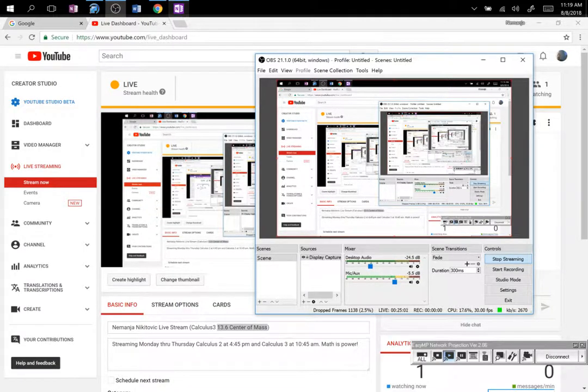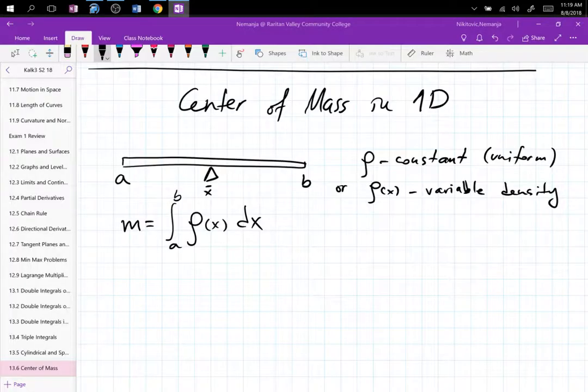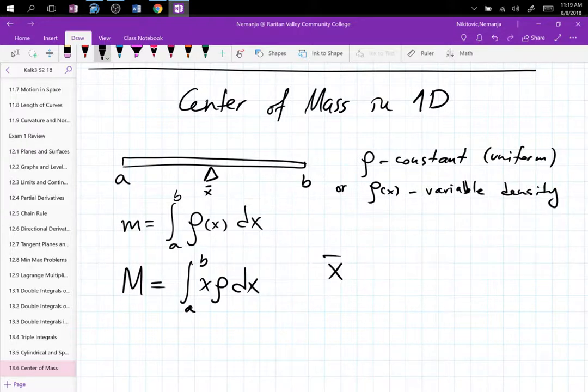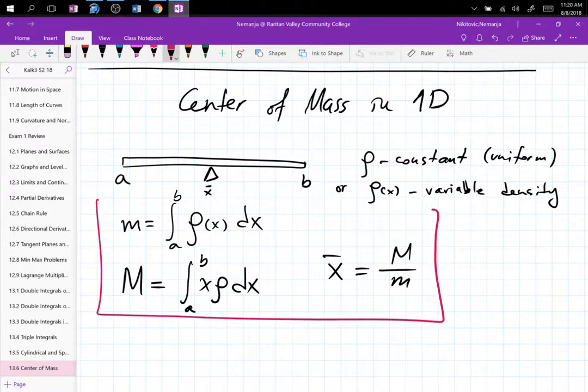So we will be calculating the moment around the point where it spins. And the moment is given by the integral. So this is what you are learning now. So the moment is given by the integral of x rho dx from A to B. And then finally, your x bar will be the moment divided by mass. So this is the triplet of formulas that you need for 1D center of mass.